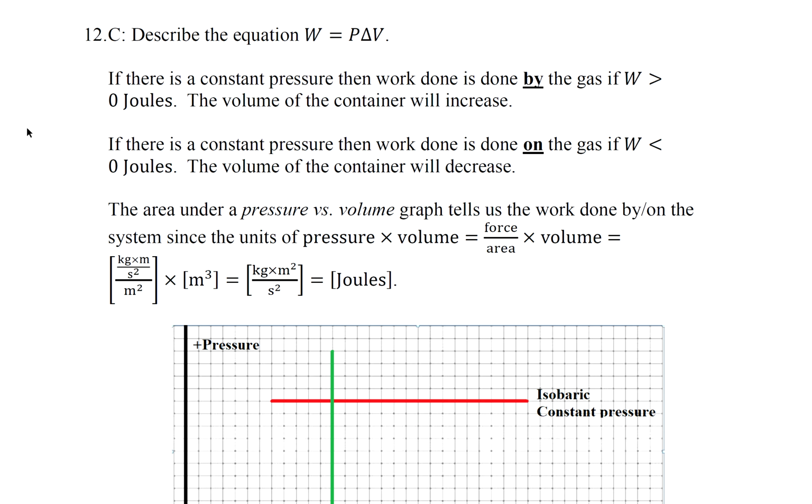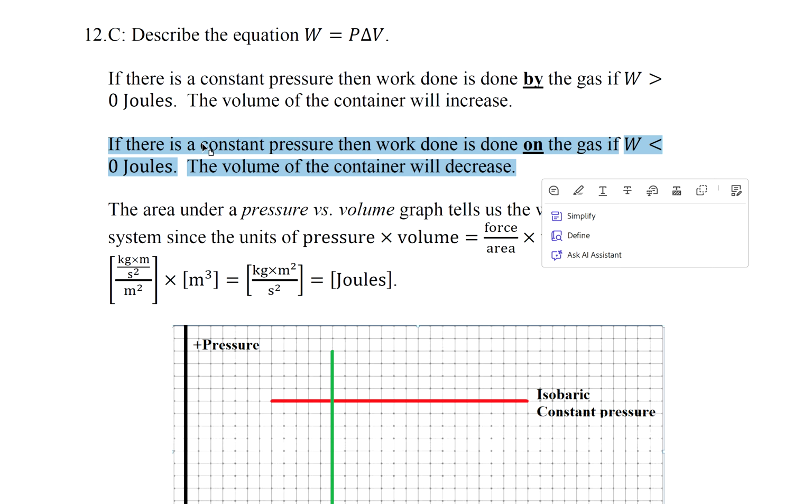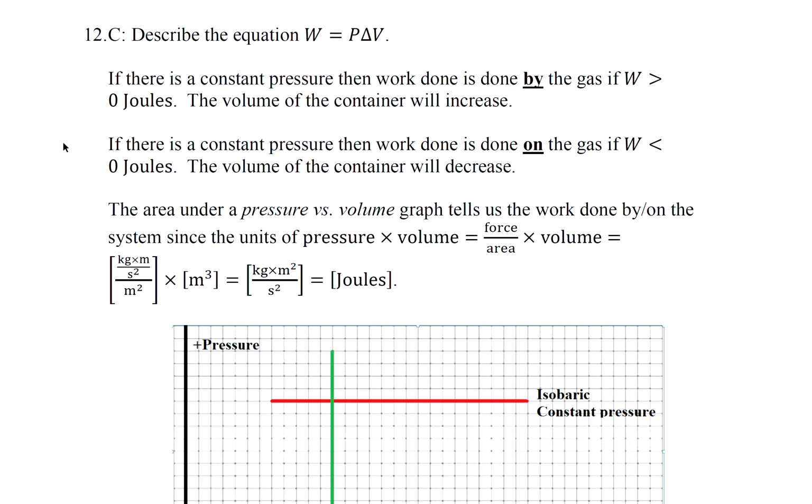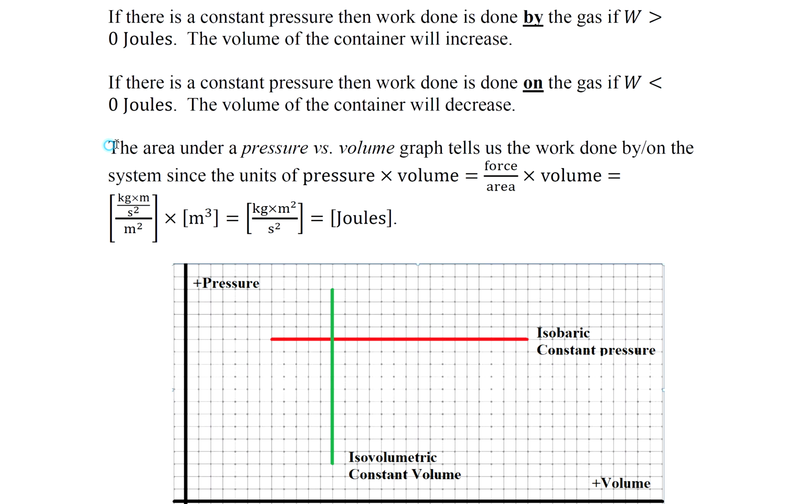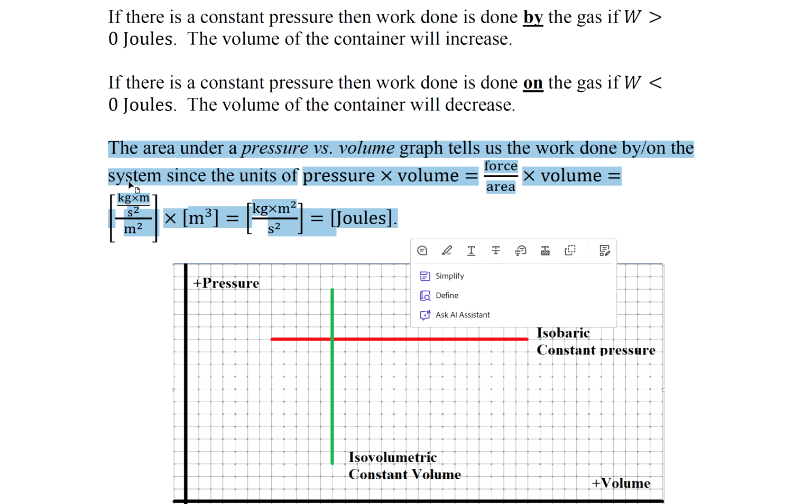Question 12. Describe the equation W equals P delta V. If there is a constant pressure, then the work done is by the gas. If W is greater than 0 joules, the volume of the container will increase. If there's a constant pressure, then work is done on the gas, W is less than 0, and the volume of the container will decrease. The area under a pressure versus volume graph tells us the work done by or on the system, since the units of pressure times volume, force per unit area times volume, equal joules.